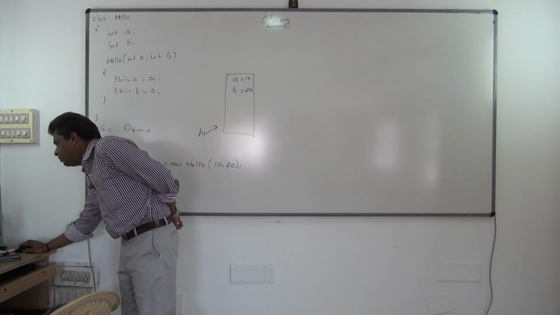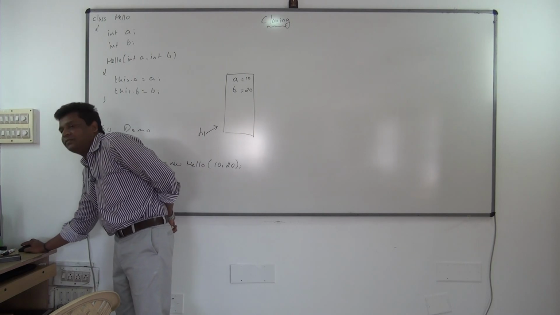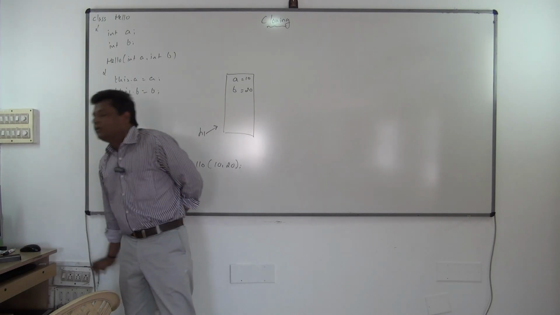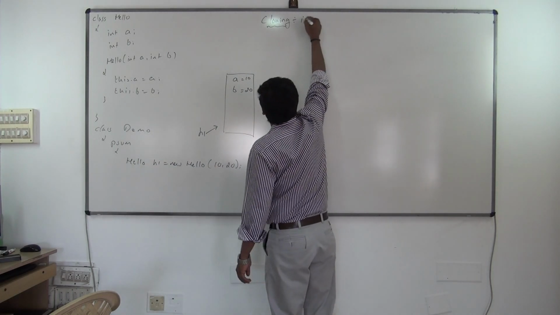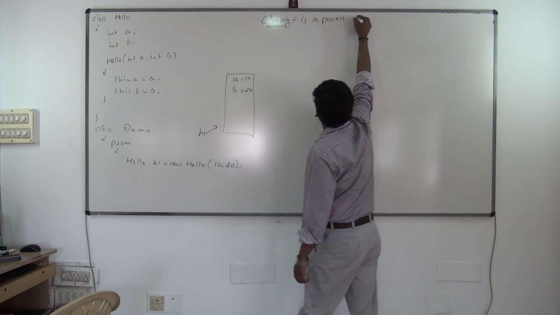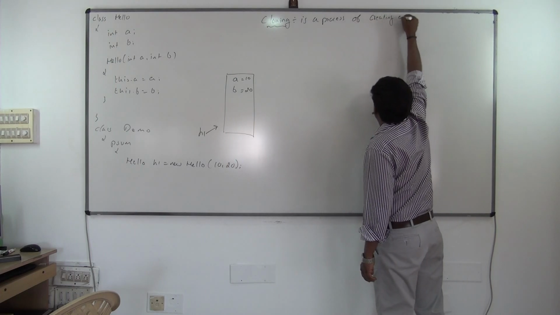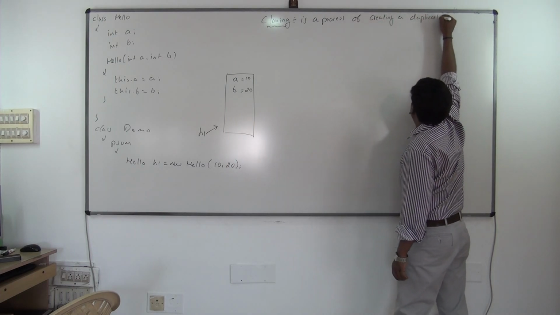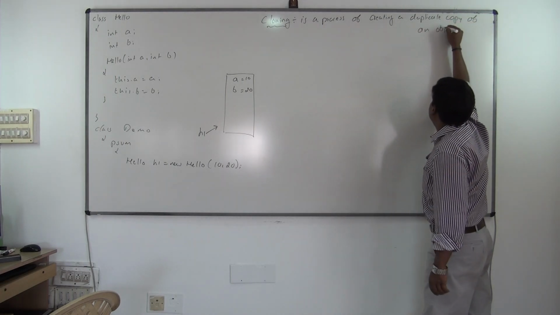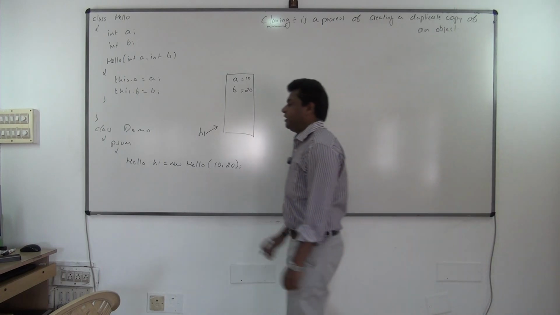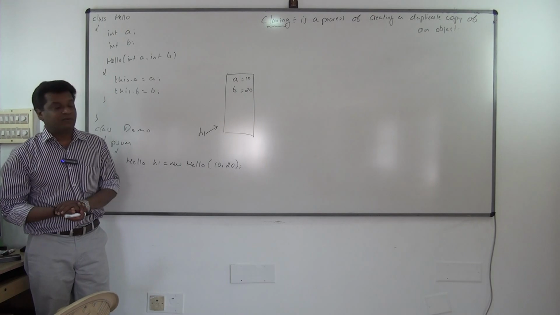So if I want to do cloning now, what is actually cloning? Definition: cloning is a process of creating a duplicate copy of an object. That's what cloning actually means. That's the concept. Okay, I want to implement it.